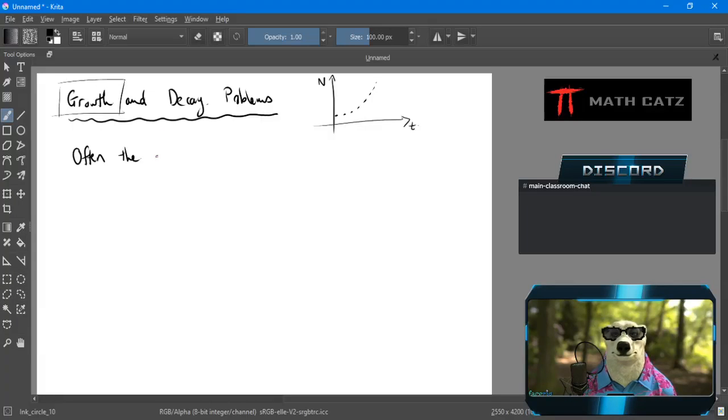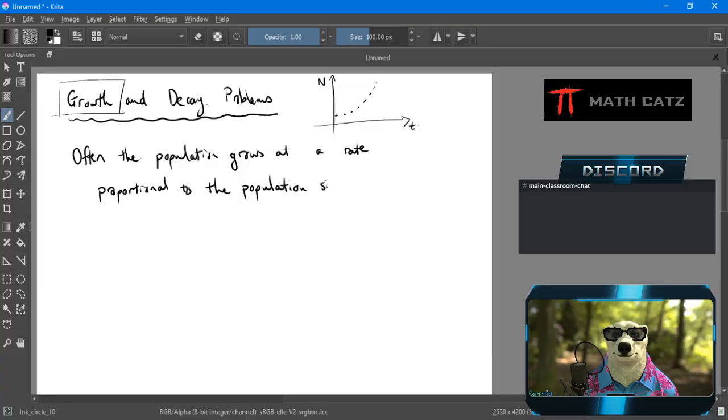Let me write it like this. The population grows at a rate proportional to the population size at that time. So what does that mean?